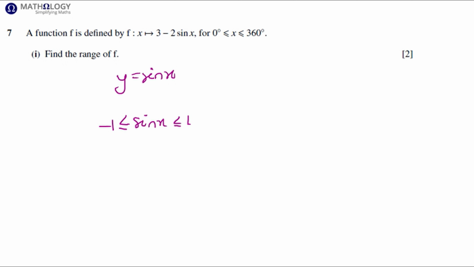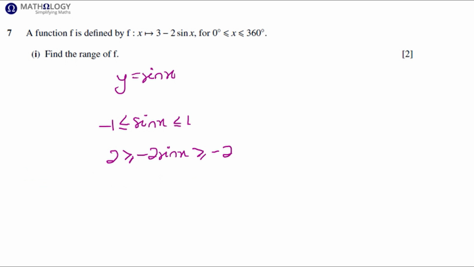Now to transform this into minus 2 sine x, if we multiplied every single term by minus 2, we need to reverse each inequality sign. So less than or equal to will reverse, and greater than or equal to will also reverse. 1 times minus 2 is minus 2, and minus 1 times minus 2 is 2. This is not how you write inequalities.